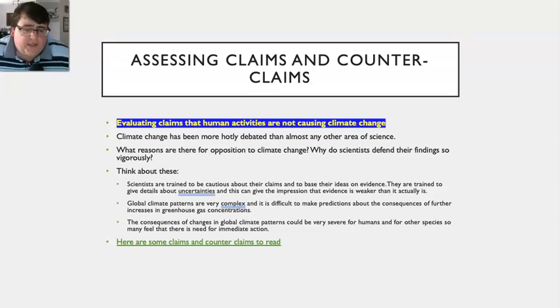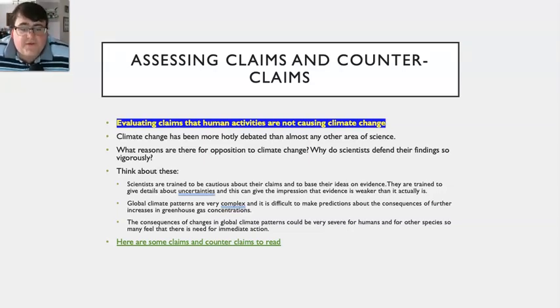When you're doing this, you need to think about how scientists are trained to be cautious about their claims, always basing their ideas on evidence. They're trained to give details about uncertainties, so that can give the impression that evidence is weaker than it actually is, because we're trained to look for the flaws in our data.